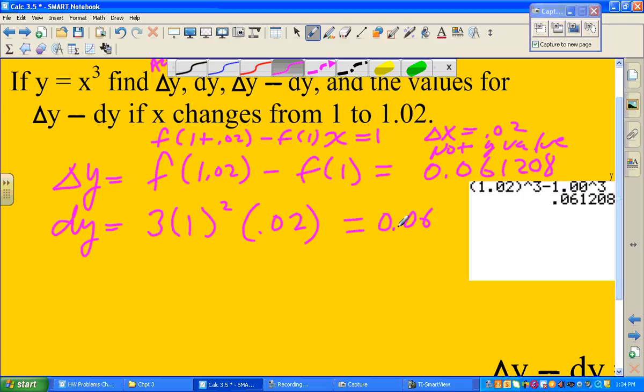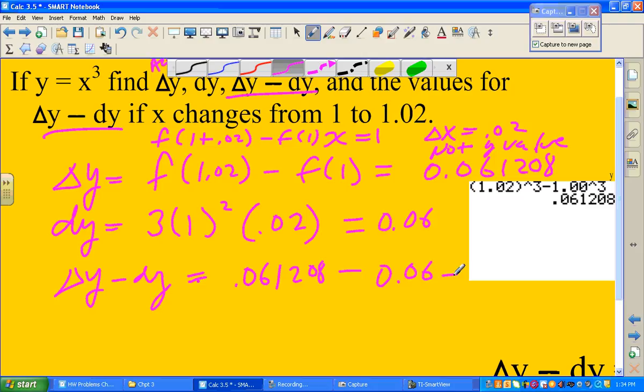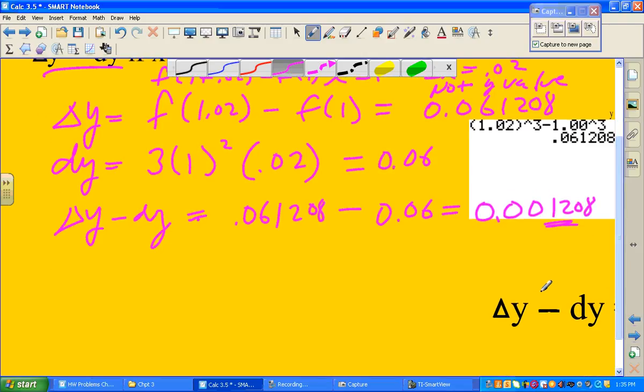How close is it? Well, that's what this is saying. Take it and subtract it. What is delta y minus dy? 0.061208 minus 0.06, and you get 0.001208. In other words, it's pretty accurate.